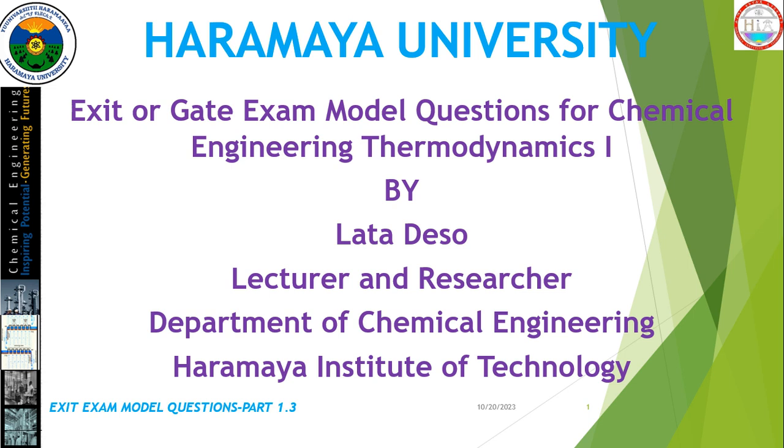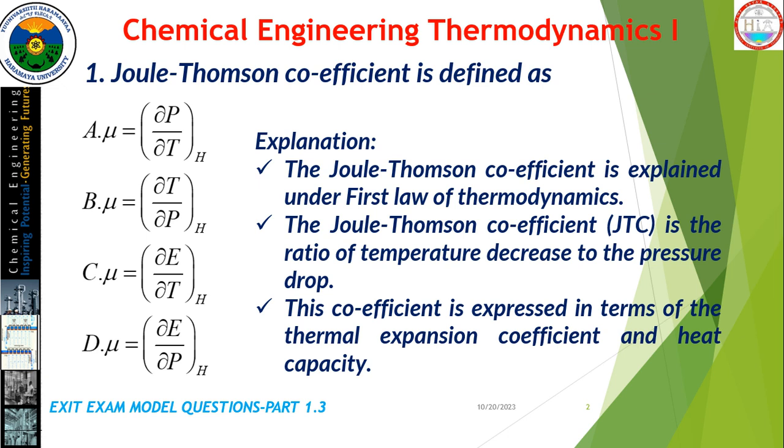This is part 1.3, exit model questions for chemical engineering thermodynamics by Lata Deso. The first question says: the Joule-Thomson coefficient is defined as: A, the partial differentiation of pressure with respect to temperature at constant enthalpy; B, the partial differentiation of T with respect to P at constant enthalpy.